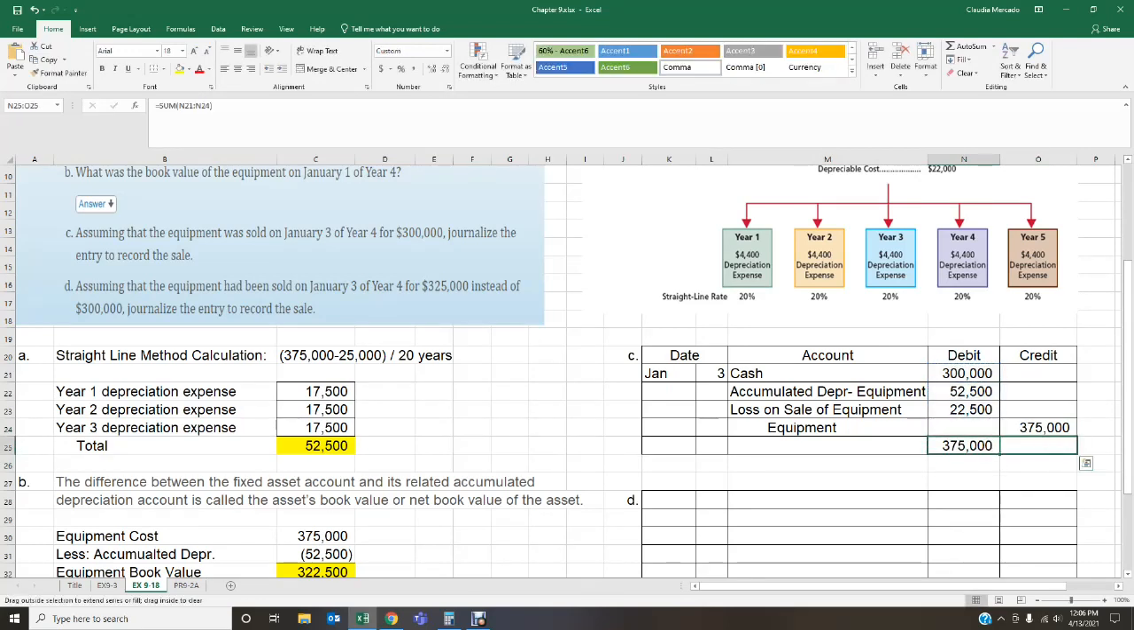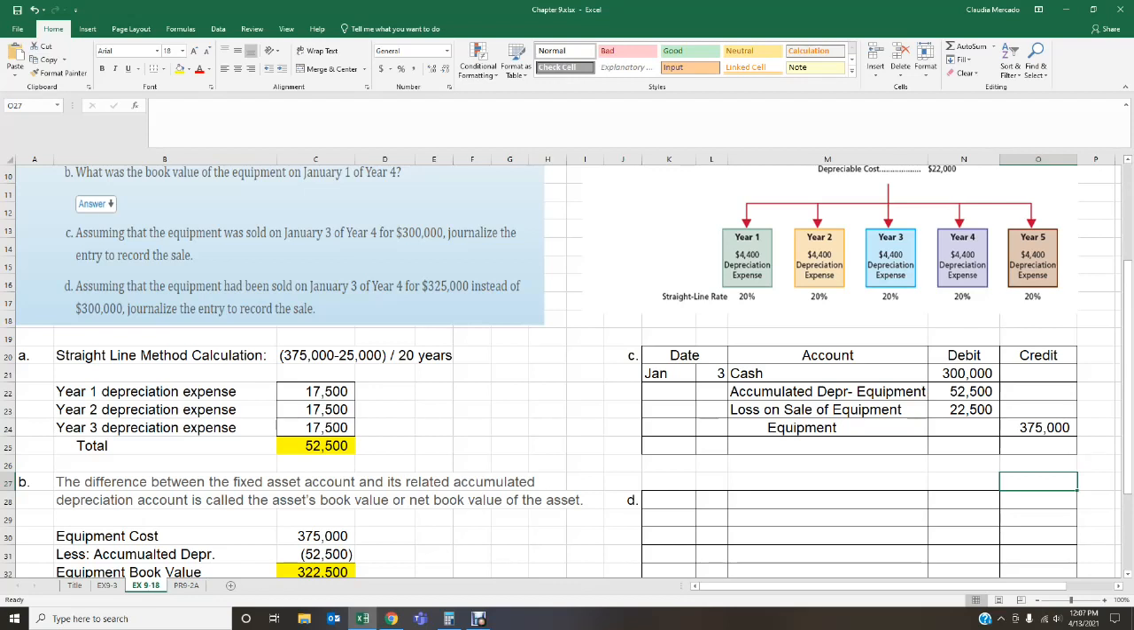And they do. Make sure debits always equal credits. That is the rule in accounting. Debits must equal credits. So in this case, we are recording cash received of $300,000. We're clearing the accumulated depreciation for $52,500, and we are recording a loss on the sale of $22,500. So I've got all of my debits first, and then you've got your credit.